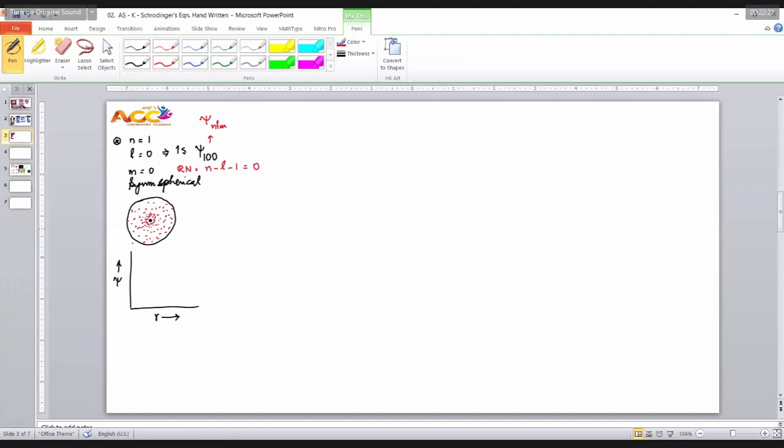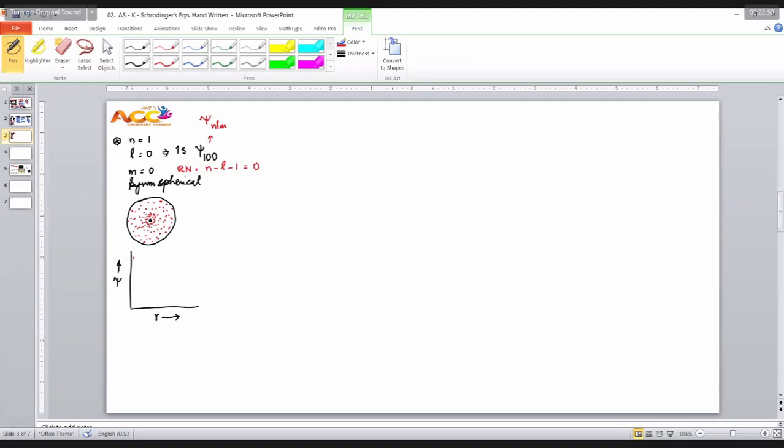When R is very less, I am close to nucleus. Probability is maximum. Start from here. As I'm increasing distance, probability of finding electron is decreasing. But there is no space here where I can say there is no chance of finding electron. Everywhere we have chance of finding electron. This means to say there is no nodal surface.